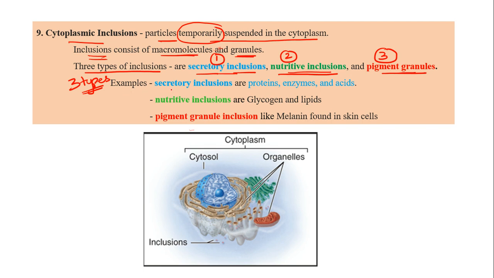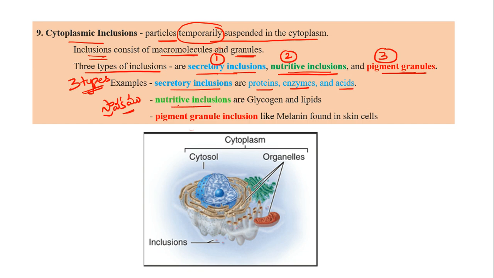So examples here, you can see secretory inclusions. Secretions are nothing but productions, something watery like substance, or the substances which are produced outside the cell are called secretions. The best examples you can quote are proteins, enzymes, as well as the acids.